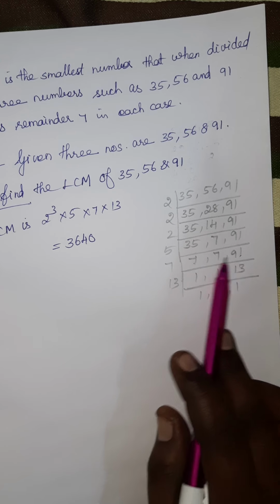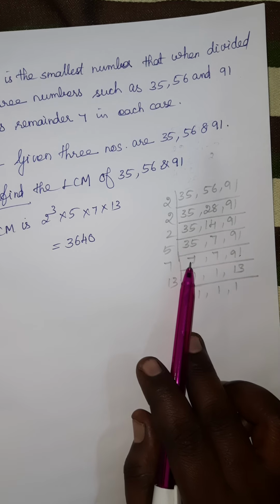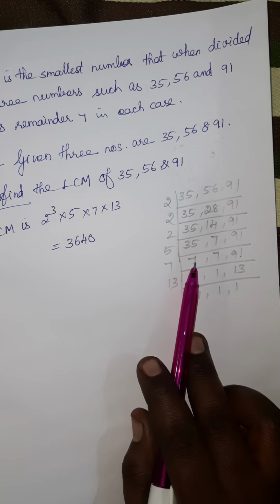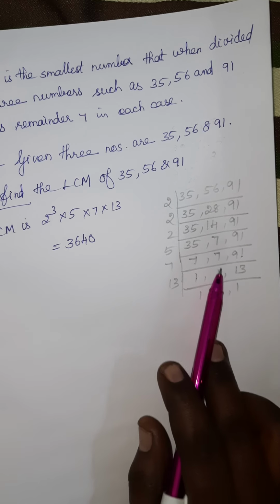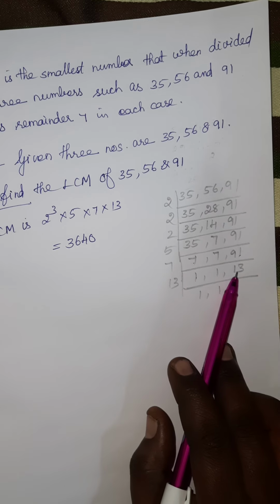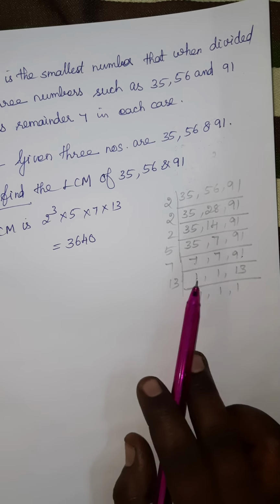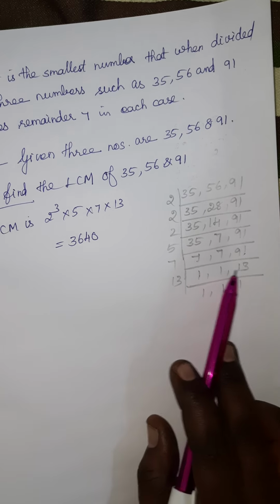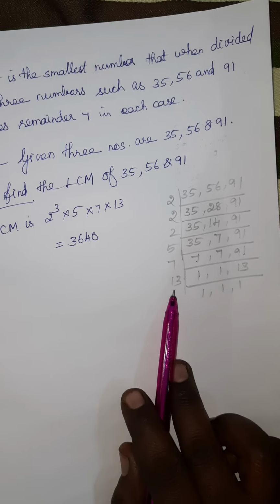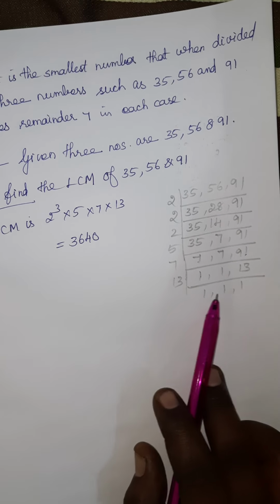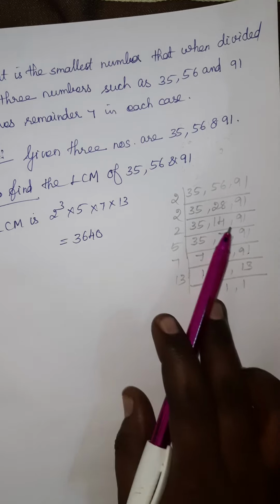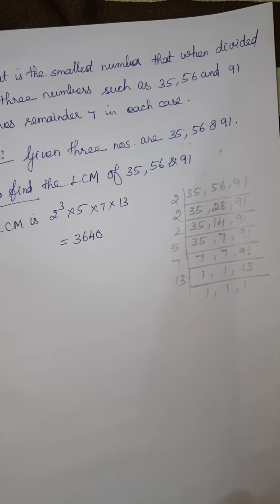Then in these three, no one number is divisible by 5. So I check by 7. Yes, we can divide. So 1 7 is 7, 1 7 is 7, 13 7s are 91. Okay, then here all the numbers are prime: 1, 1, then the 13 is prime. So using 13 I divide. So we get totally 1, 1, 1. Okay, this is also one of the ways to find the LCM.